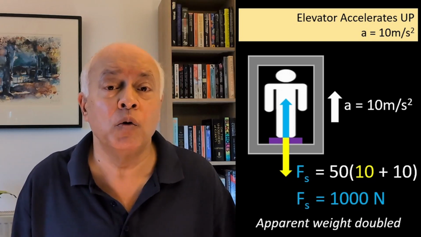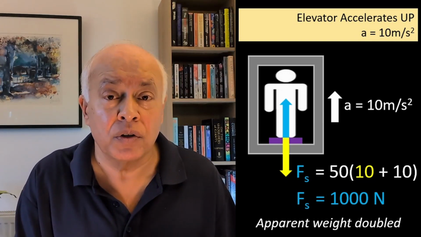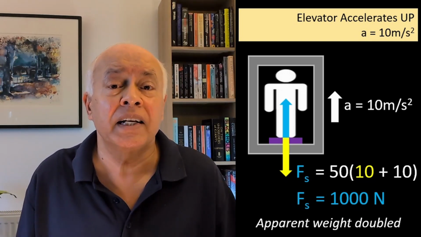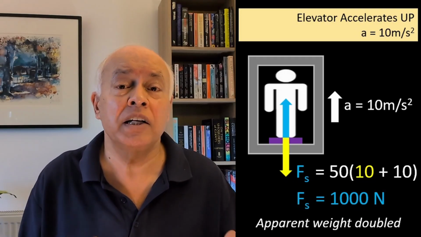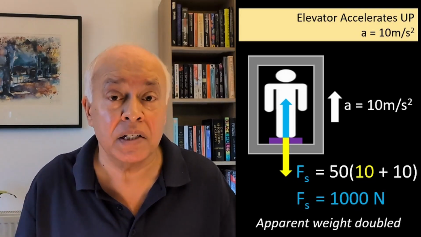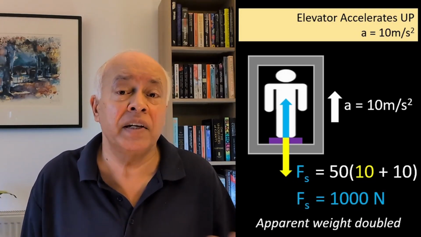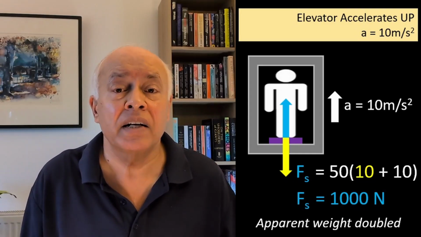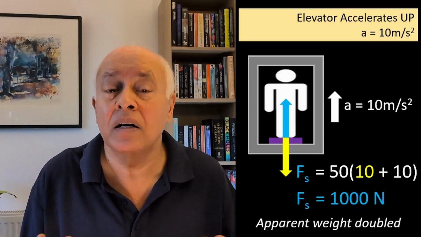Sometimes people call this a G-force. In our example, the normal weight of the person is 500 newtons due to gravity, so feeling an extra 500 newtons would be the equivalent of another lot of gravity. We could say we were feeling a force of 2g. That is, we were feeling twice our normal weight.